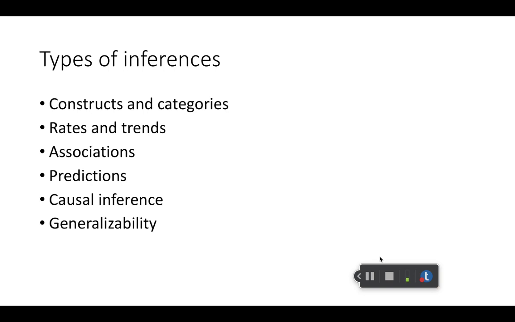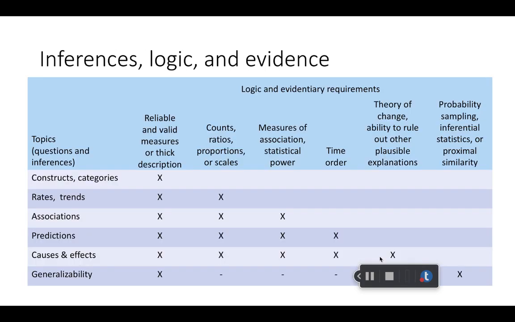So let's again go back to this idea that there are many different types of inference. And I've presented the different types of inferences in this categorical scheme, showing that we can make inferences about different kinds of research questions. And you've seen this before. This shows you the topics of inference that you just saw, along with the logic and evidentiary requirements needed to support inferences of that kind. So our critical appraisal is going to follow this schema as well.